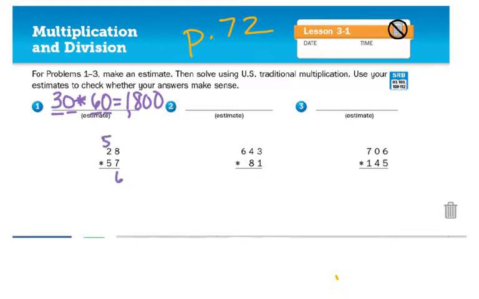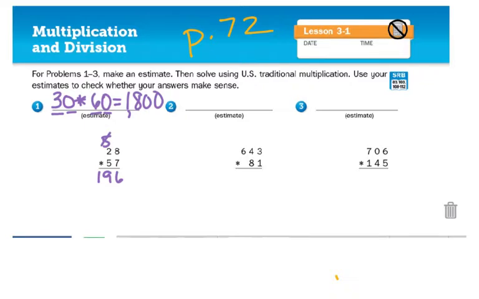Carry your 5 over to the tens place. Now the 7 needs to be multiplied by the 2. So 7 times 2 is 14. 14 plus 5 is 19. Now I draw just one little line through there. That way I know that I've already added that 5.